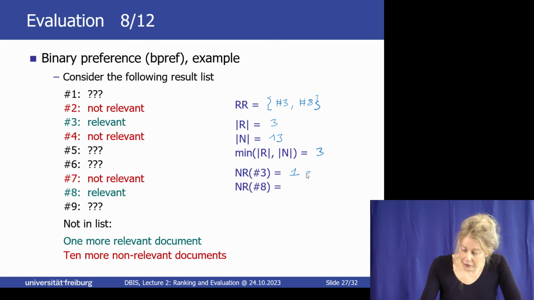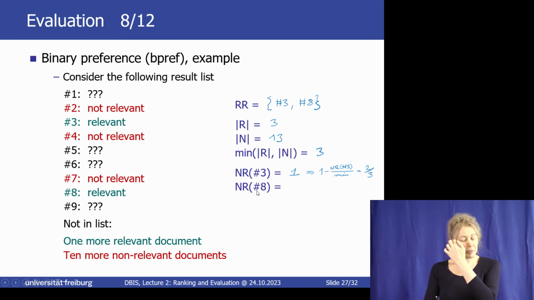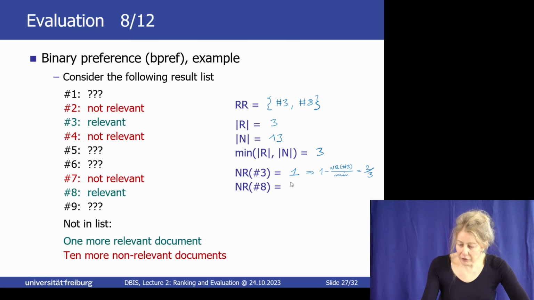And you will see on the previous slide that what we actually computed was this here, divided by this minimum thing here, and this is then 2 over 3. So we just take 1 minus this divided by 3, because kind of, let's just do it for this one. So number 8, how many non-relevant documents come before the number 8? 3, yes, it's 3.